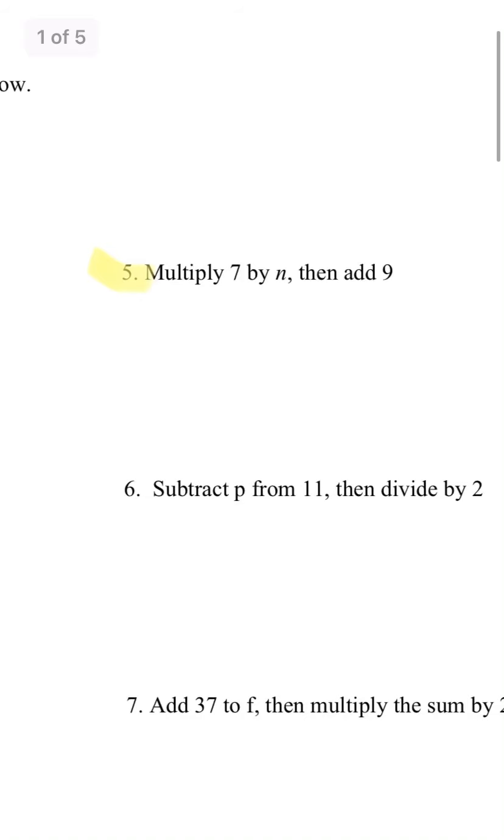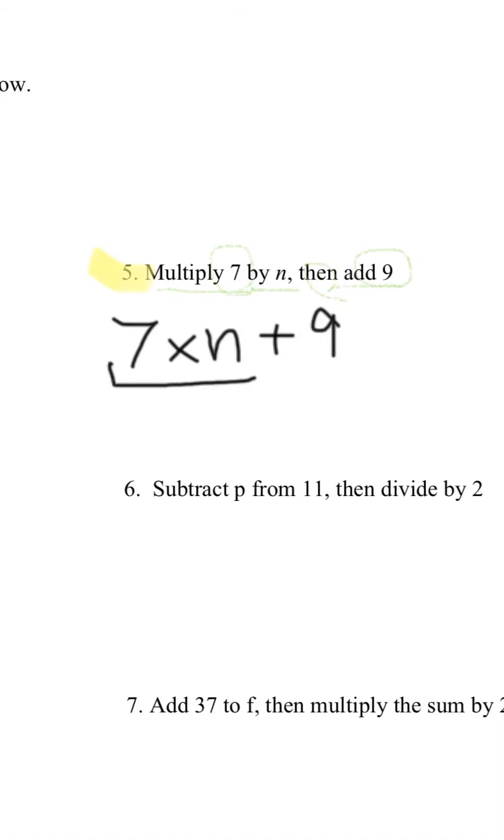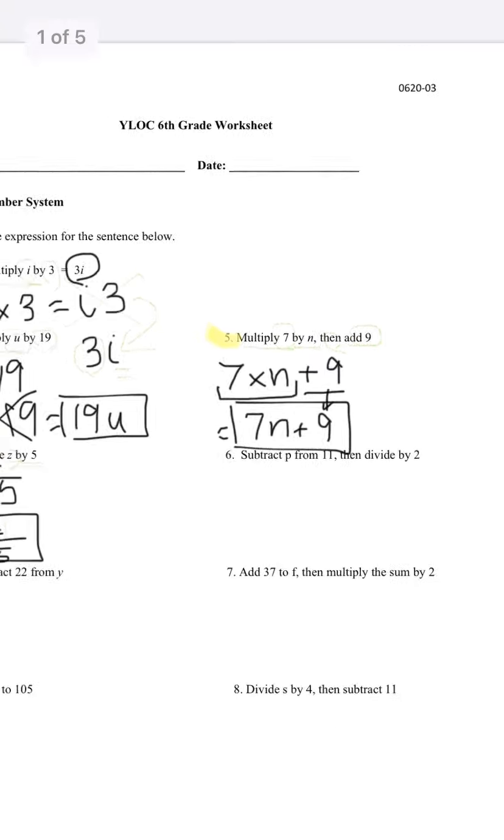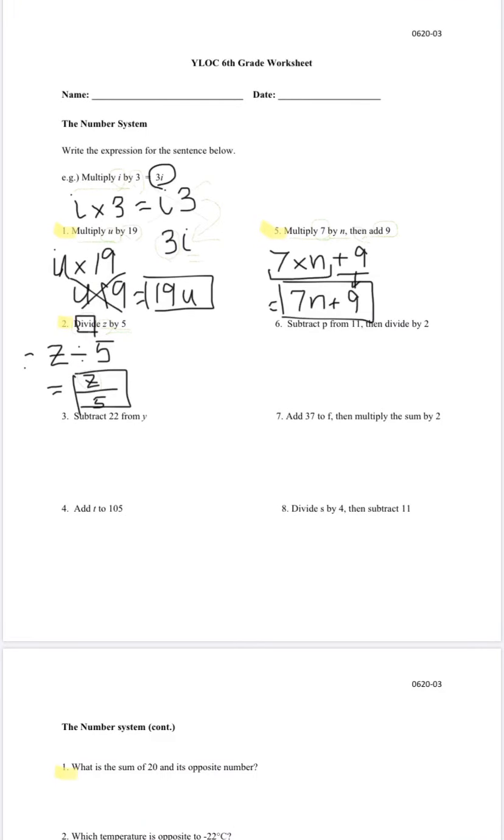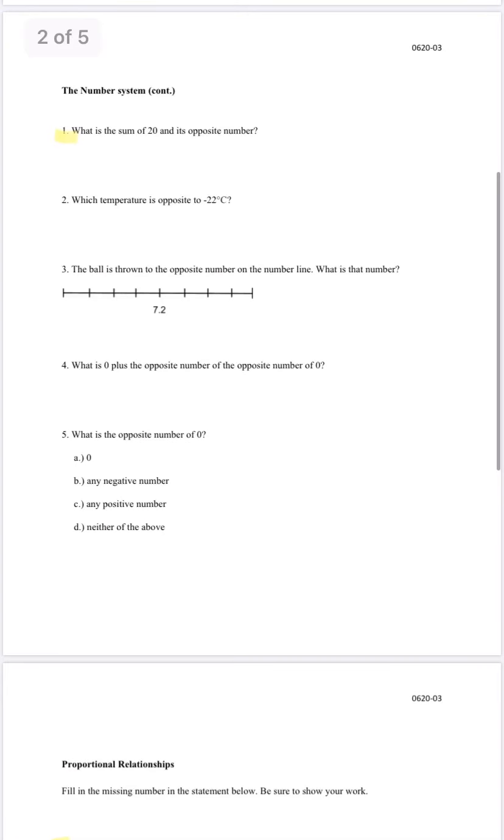And then lastly, let's look at number 5. It says multiply 7 by n, then add 9. Okay, so 7 times n, and then add 9. Okay, and then we know that 7 times n is 7n. And then what do we do with that? What do we do with the plus 9? Well, we just bring it down, so then it's just plus 9. Okay, so there we have our answer. Go ahead and give the rest a try. And then let's move on to our second page.